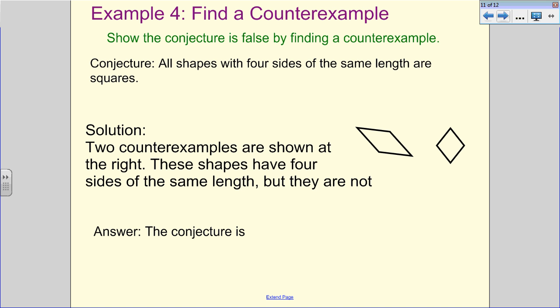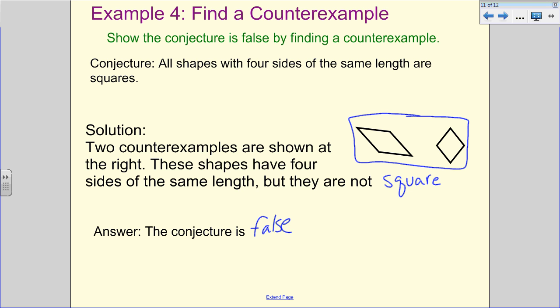All right, example 4. Show a conjecture is false by finding a counterexample. All shapes with 4 sides of the same length are squares. 2 counterexamples are shown at the right. These all have 4 sides of the same length, but they are not squares. These are what we would call a rhombus or a diamond. So our conjecture, once again, is false because we found these counterexamples. I have 4 equal sides, 4 equal sides, but they are not squares because they don't have the 90-degree angles.